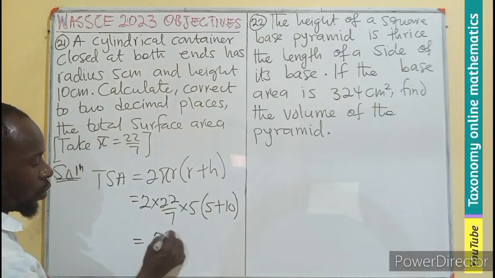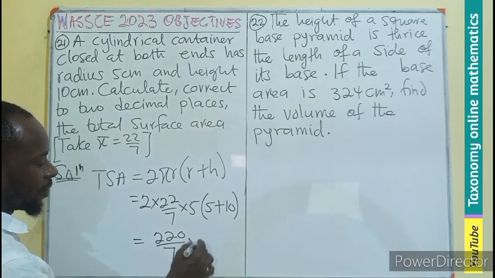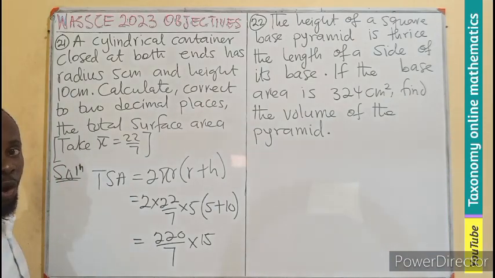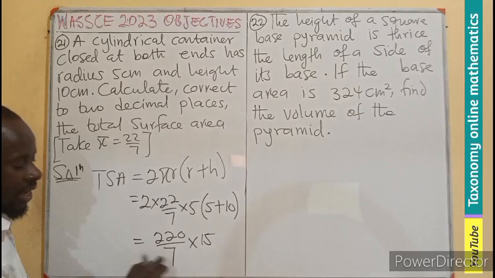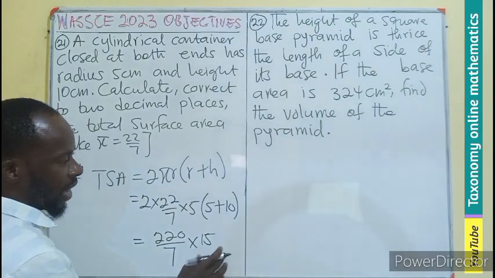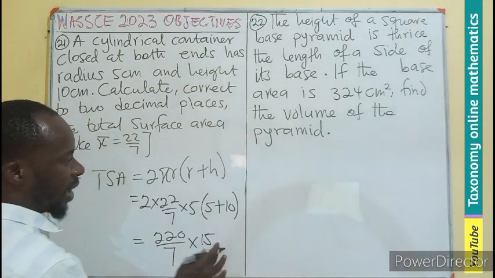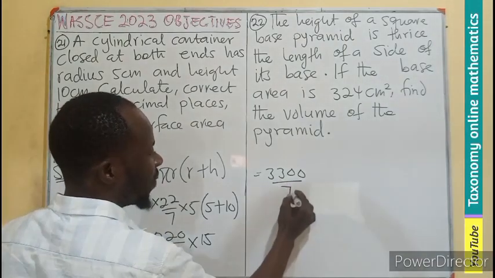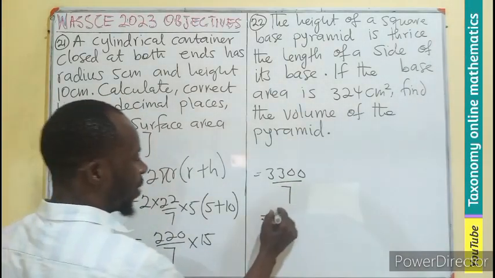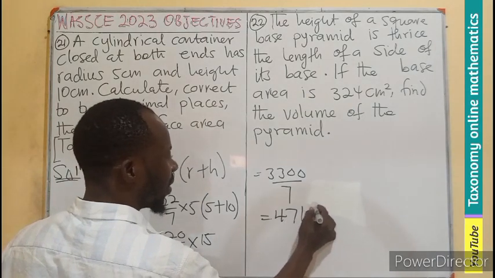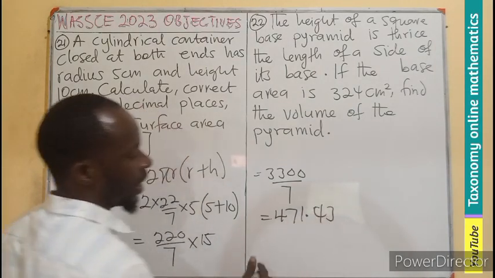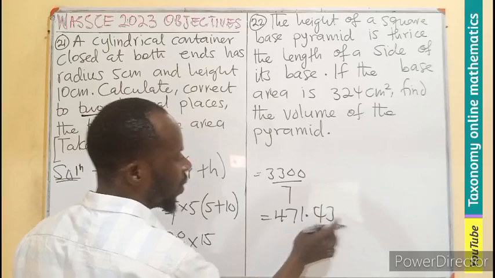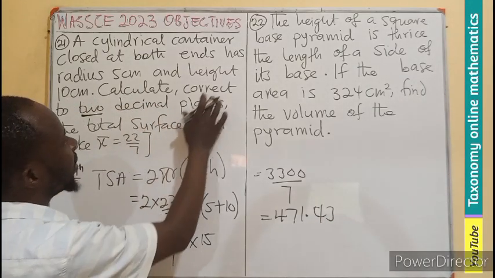10 times 22 will be 220, divided by 7, times 5 plus 10, which is 15. Since we don't have any common factor, we multiply the numerators together, divided by 7. Multiplying 220 by 15 gives us 3,300 divided by 7. If we divide that, we have 471.43. I am writing it in 2 decimal places, so it will be 471.43 centimeters squared.